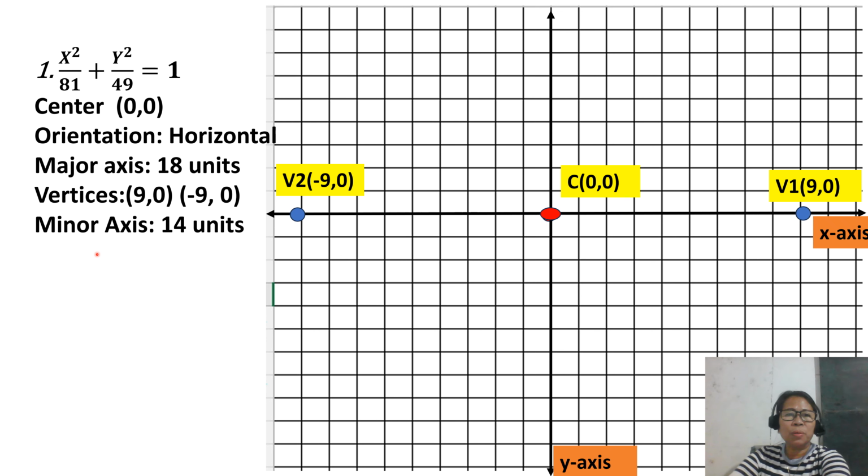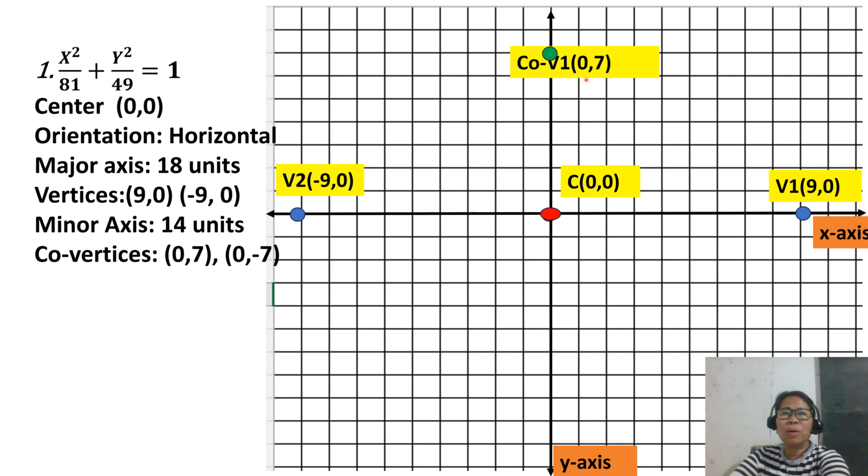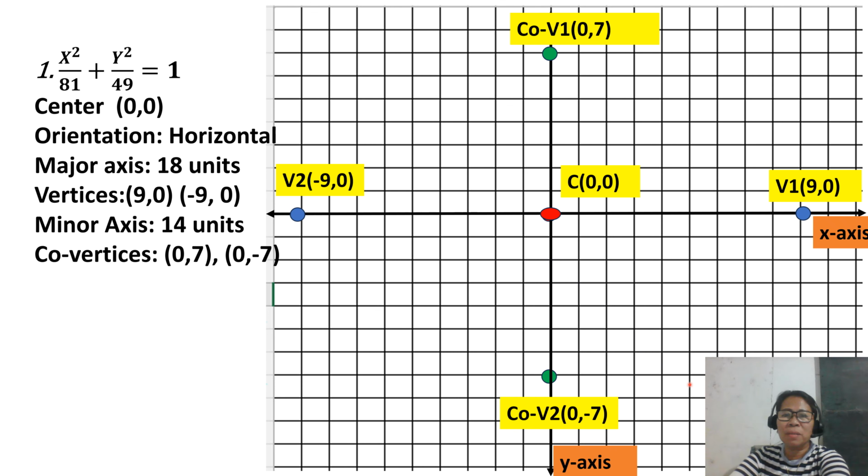The next one is to determine the minor axis length. Since our lesser denominator is 49, its square root is 7, and multiplied by 2 will be 14. So 14 units is the overall length of our minor axis. Thus, the coordinates are (0, 7) and the other one is (0, -7).